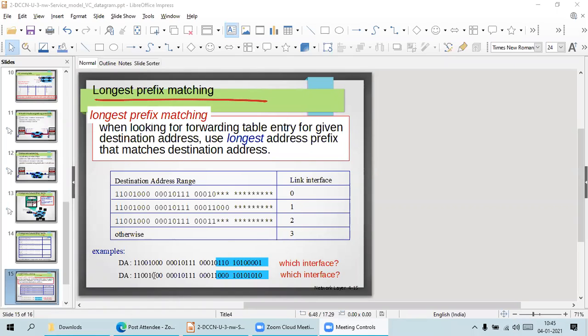Link 1 interface 0. Okay. Link interface 0 and link interface 1. Okay, good. Why? Last, triple star 10111. Okay, give me a minute, ma. I'm coming.